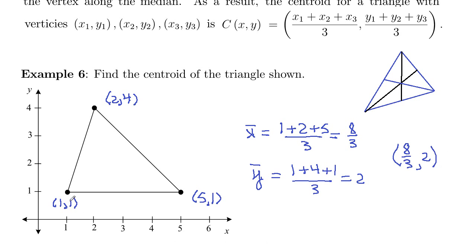So 8/3 is 2 and 2/3. So we go 2 and 2/3, and then we go up to 2. So right there. That's (8/3, 2), and that is our balance point for that triangle. Centroid is just center of mass with uniform density, remember.